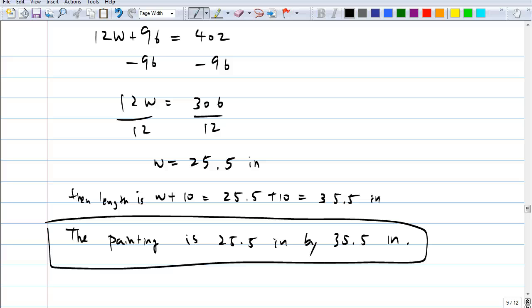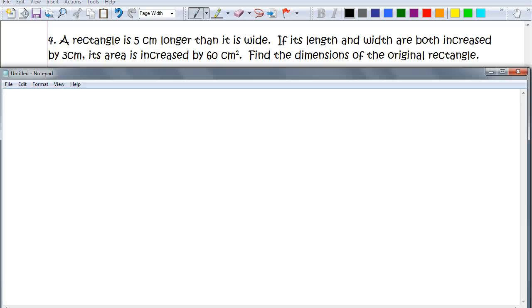How many people got this? Raise your hand. Any question? Does this make sense? Okay. Do you see this very similar type of question that we did yesterday? All right. Okay. Let's try example 4 now. Here we go. Example 4.